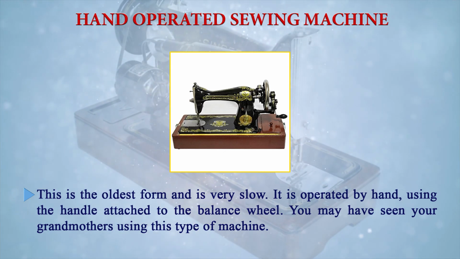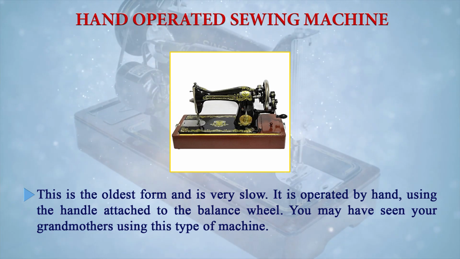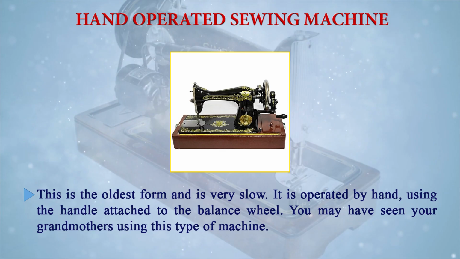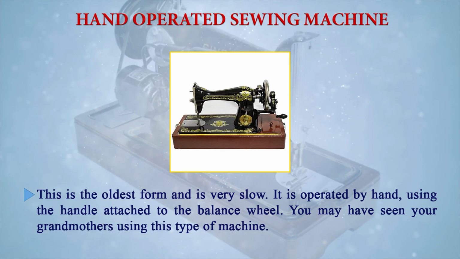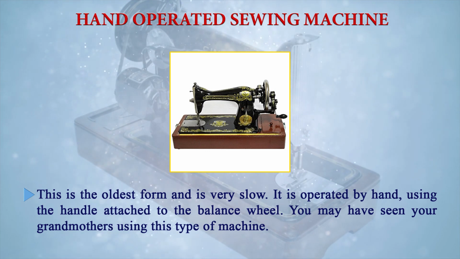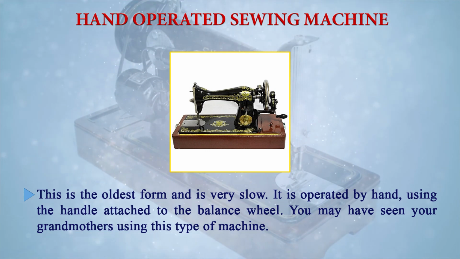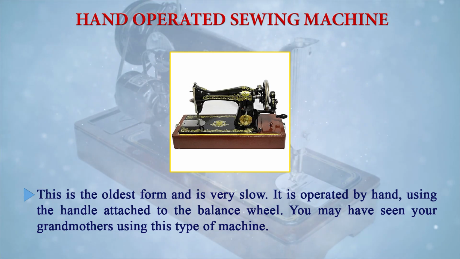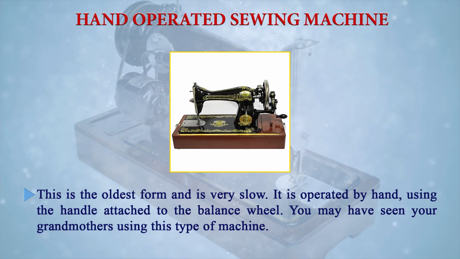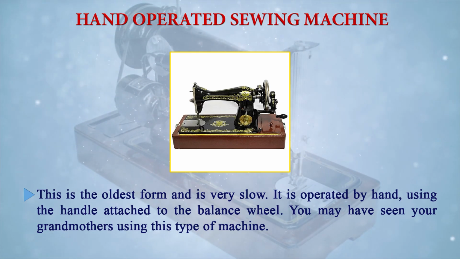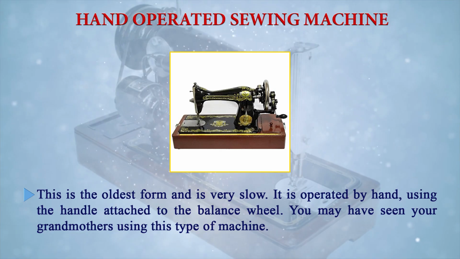You can see in the picture a handle is attached near the balance wheel. So the handle is attached, and that handle at the balance wheel is used to get the fabric stitched. You may have seen this type of machine at your home, used by your mother and grandmothers. This is called the hand operated sewing machine, and also the single needle lock stitch machine.